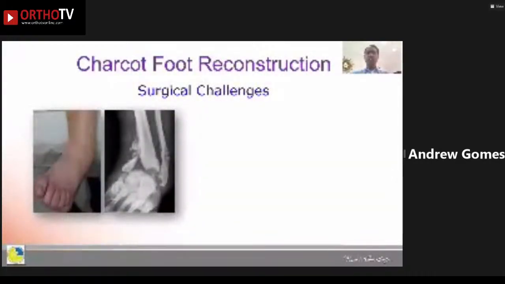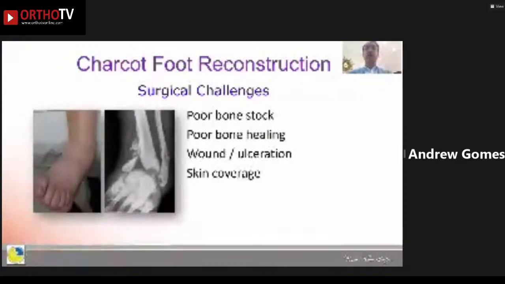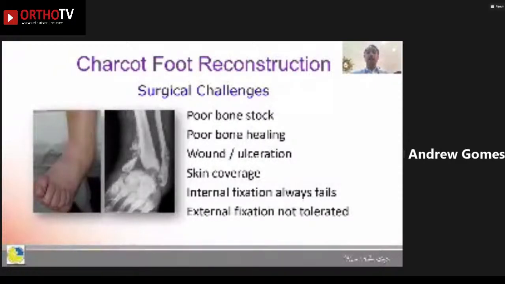So that is achieved through a reconstruction procedure. But historically, Charcot foot reconstruction wasn't considered routinely because of various challenges. The bone stock is very poor, bone healing potential is very poor, and they come with ulcerations, problems with skin coverage. Internal fixation, the commonest fixation technique we use, is known to fail, and external fixation is not tolerated well in this group of patients. Certainly in the UK, my patients don't like external fixation, and they don't keep the fixator for long enough to achieve the goal of permanent deformity correction, bone fusion. So traditionally, these patients were offered a below knee amputation.